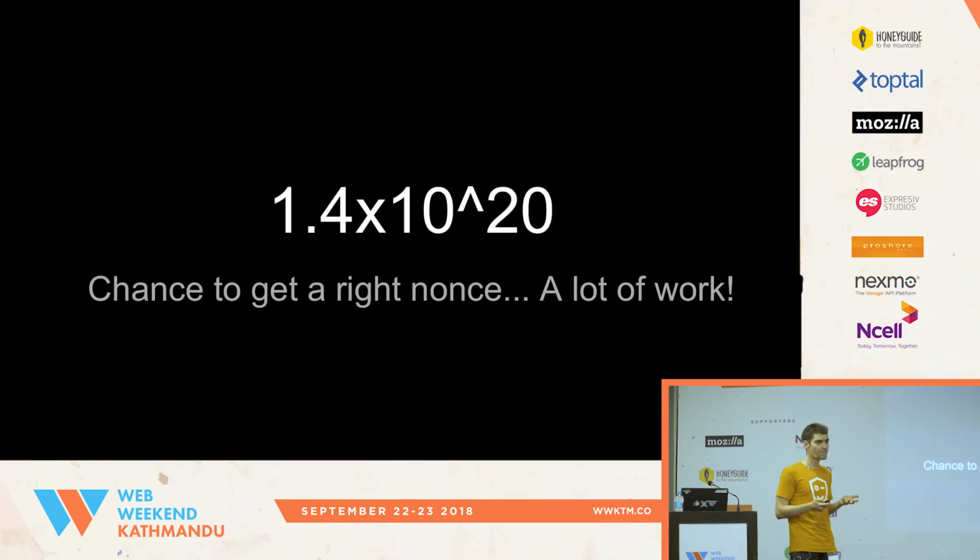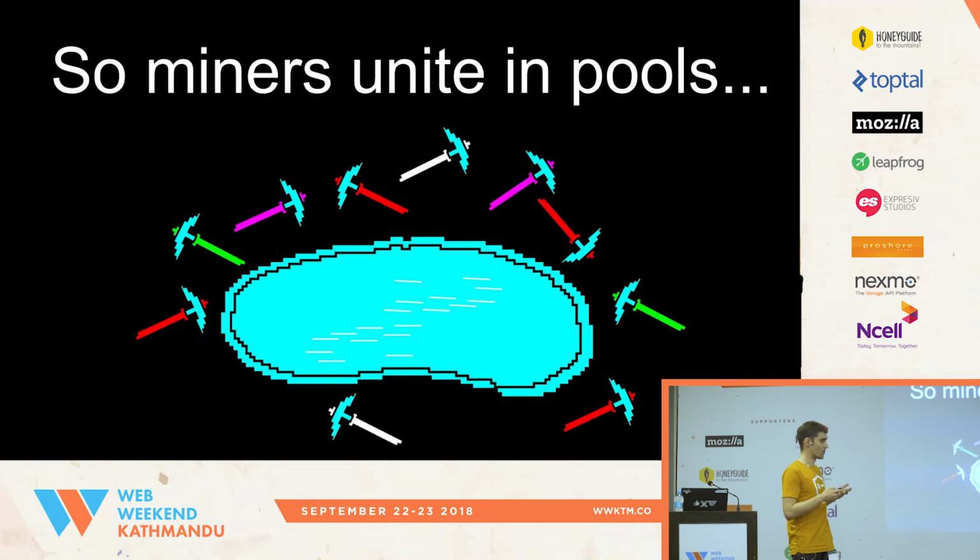So now nobody mines alone. Miners are being connected into pools. A pool is a server which says, okay, you mine nonces from 1 to 10, you from 10 to 20, you from 20 to 30, and everybody is making his piece of the job. So once the right nonce is found, then the reward is being distributed with respect to how much you mined, how many calculations you did.